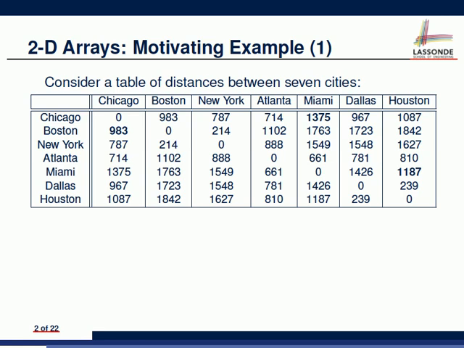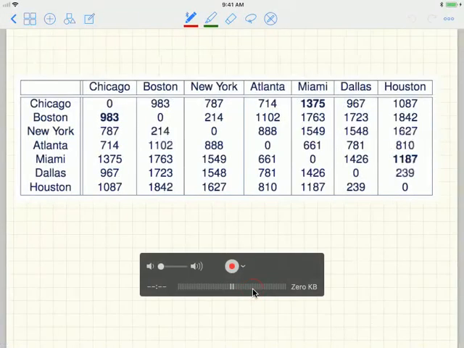Now, let me just go through the table with you very quickly. Basically, it's a distance table. For example, if I want to go from Chicago to itself, it's 0. You don't have to go there, you're already there. On the other hand, if I want to go from Dallas to Atlanta, you will just find out the corresponding entry over here.